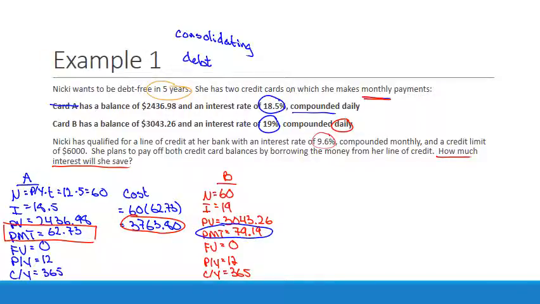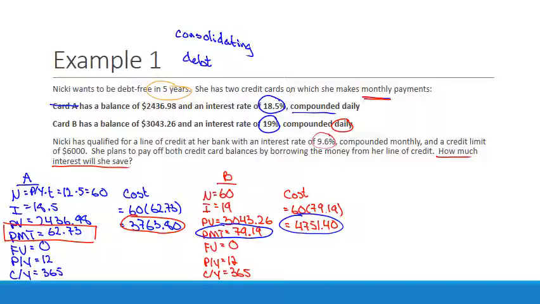Okay, now let's figure out the cost for card B. So the cost, we're going to make 60 payments of $79.19. I get $4,751.40. So once again, you can see that this time she's paying an extra $1,700. So she's losing a lot of money due to interest.